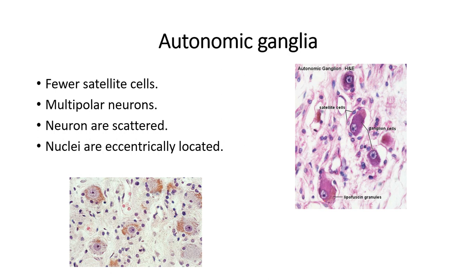And the nuclei are eccentrically located, whereas in sensory ganglia it was central, but in the peripheral or the autonomic ganglia it is eccentric, meaning on the side. The autonomic ganglia is further divided into sympathetic and parasympathetic divisions. The parasympathetic is found in the walls of the viscera and may be devoid of a proper connective tissue capsule.